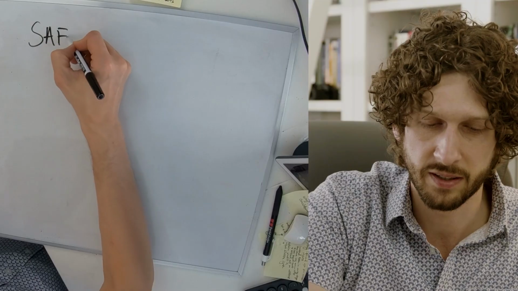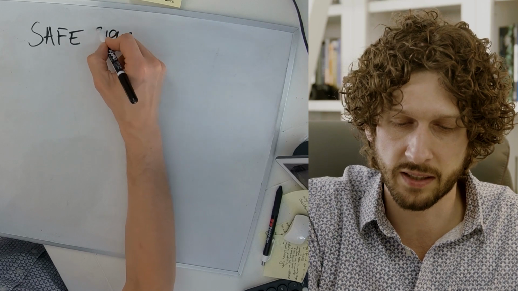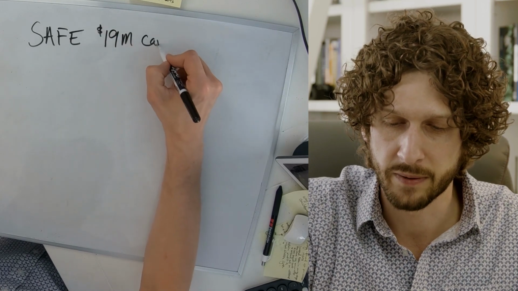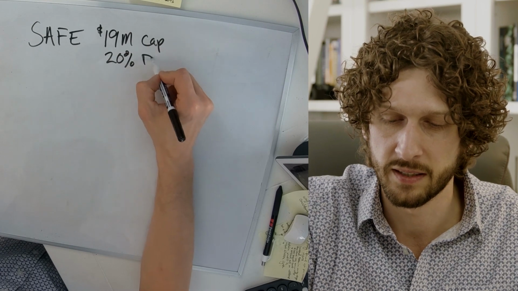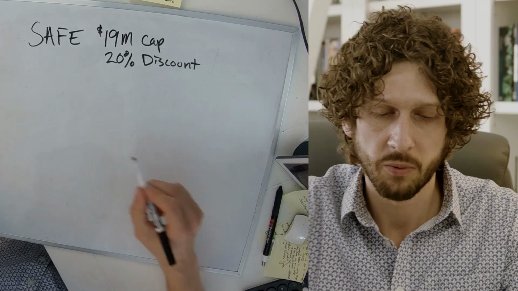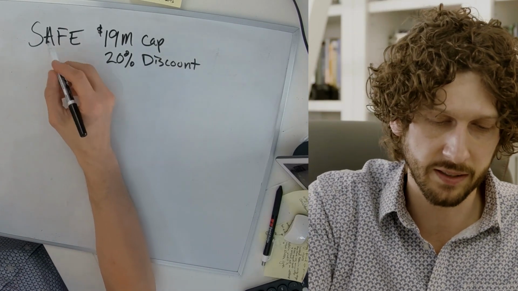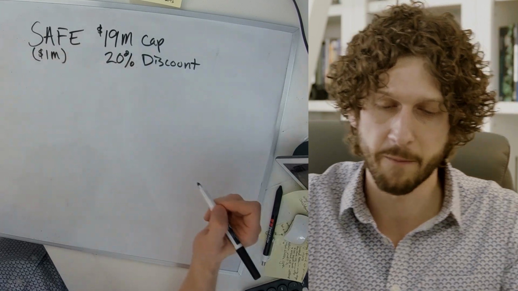So let's just see how this plays out in the real world. So let's take our safe. Let's say that it has a $19 million cap. And let's say it has a 20% discount at conversion. Well, in this case, if I put in $1 million into the safe, let's say.